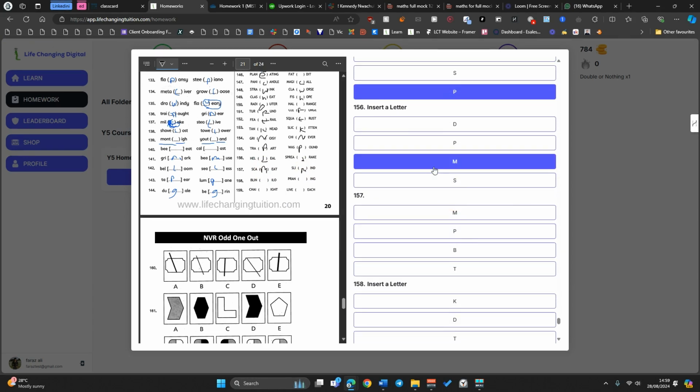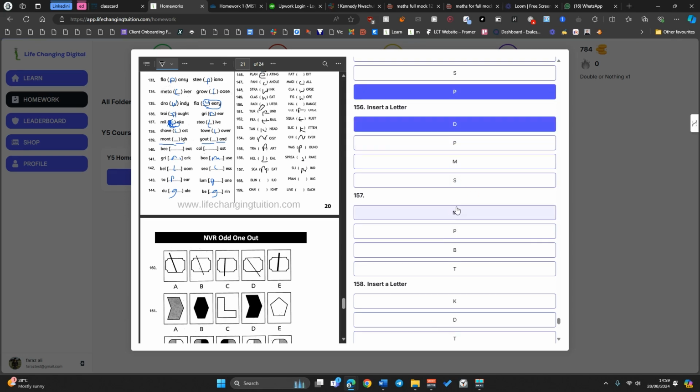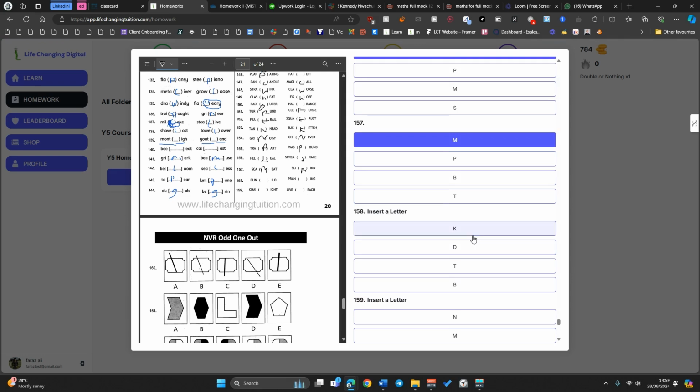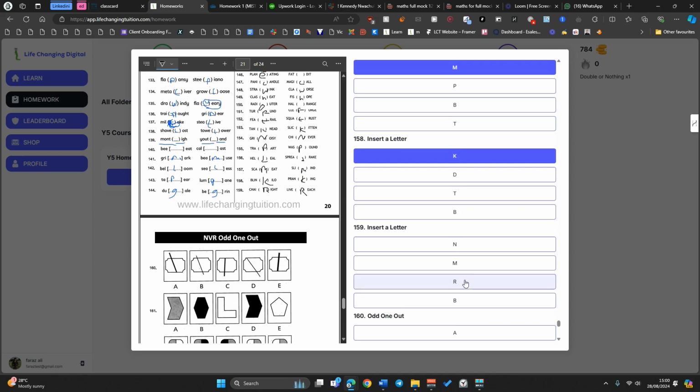158, this one was 156, I believe, was D, right? This one was M, this one was D, and then this one was K, so blink and kilo, prank and king. And then 159 is chair, right, liver, reach, right?